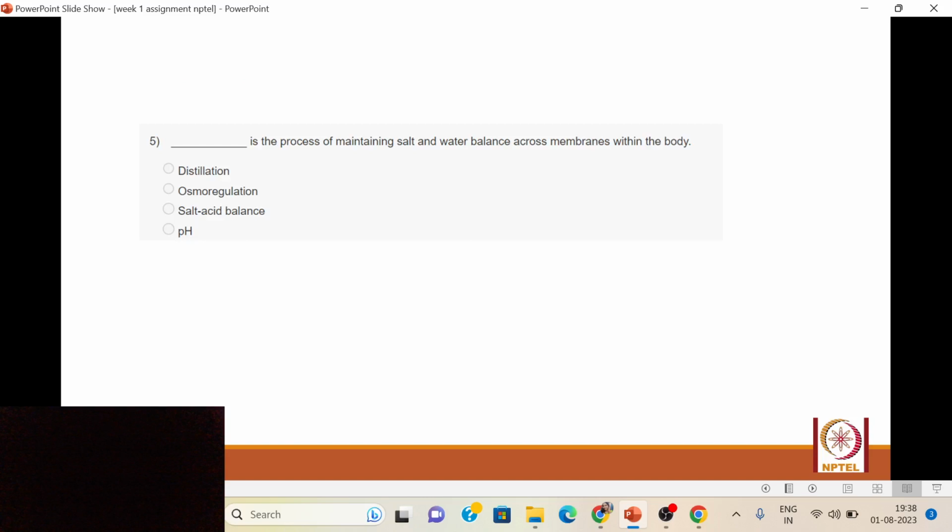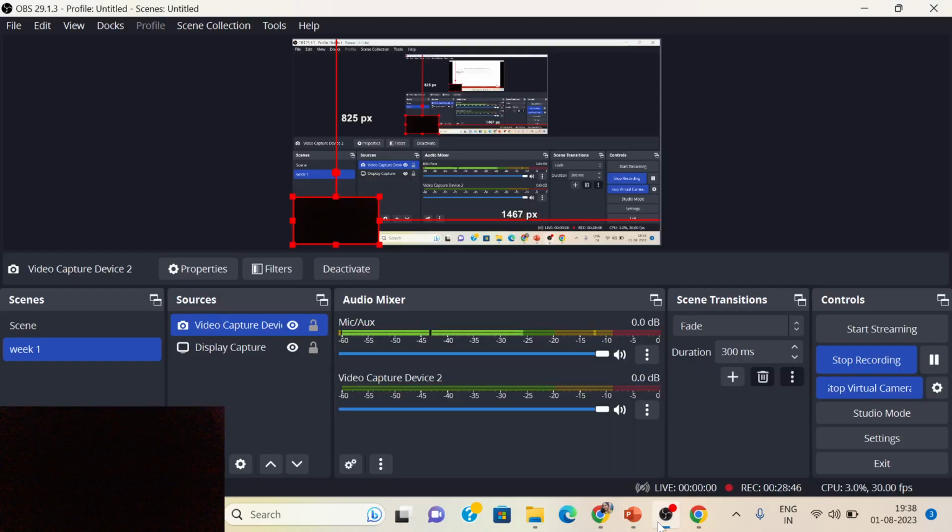Dash is the process of maintaining salt and water balance across membranes within the body. Distillation, osmoregulation, salt acid balance, or pH.